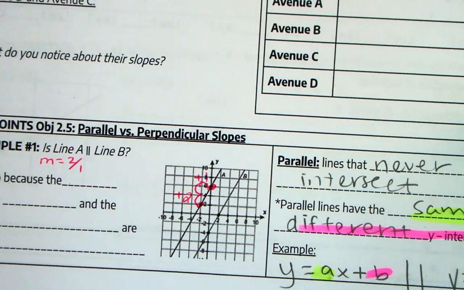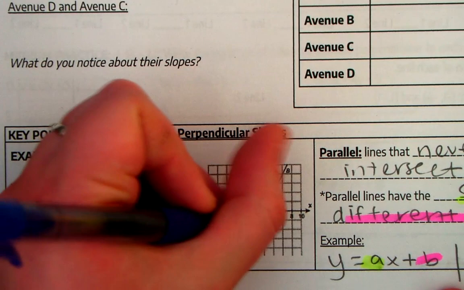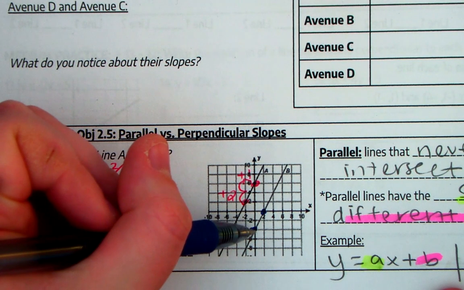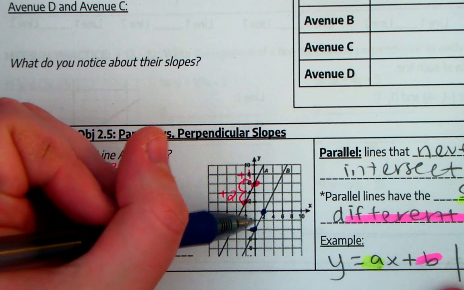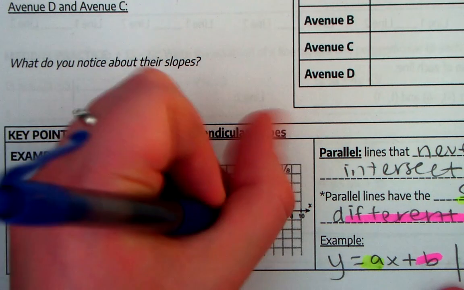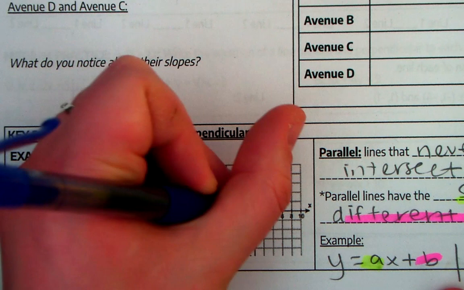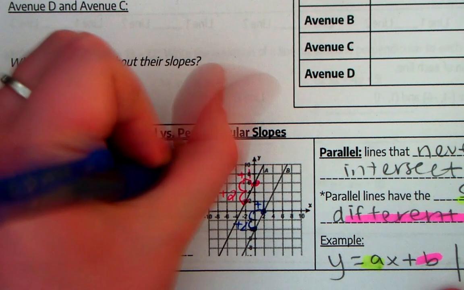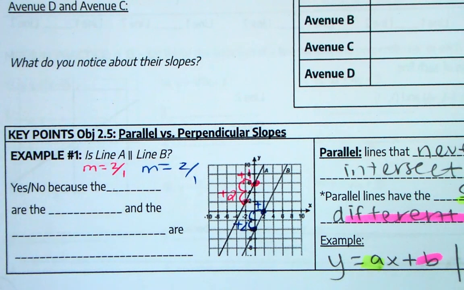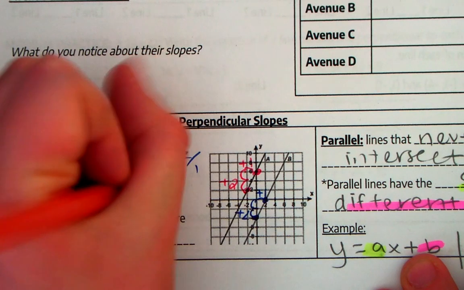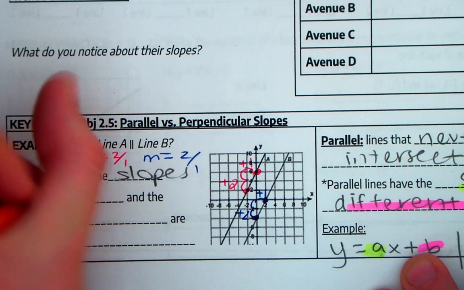Let's see what's going on with line B. Line B, let me pick 2 points. Okay, these 2 points are already given. What does it take me to get up from this point to this point? The rise is up 2. The run is right 1. So m equals 2 over 1 again. So, hey look, they have the same slope. So are they parallel? Yup, because these slopes are the same.